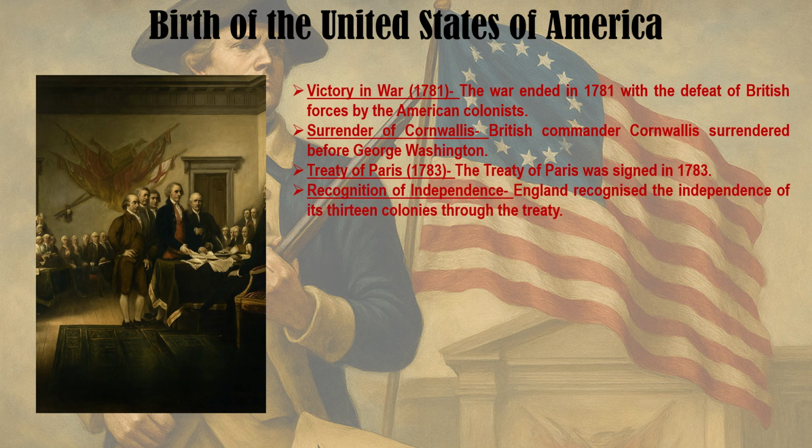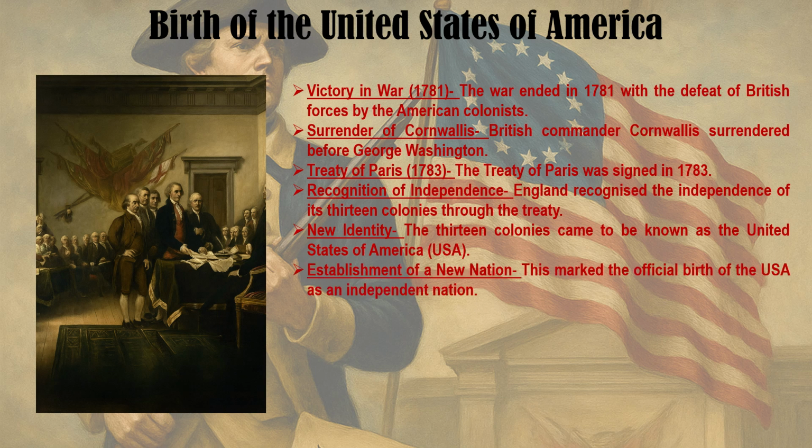What was the Treaty of Paris? Recognition of independence. England recognized the independence of its 13 colonies through the treaty. So England recognized that Americans are independent people from now on. Means they accepted defeat from the Americans. The 13 colonies came to be known as United States of America. So these 13 colonies came together and formed USA, which is the United States of America. This marked the official birth of USA as an independent nation. Thus, the state of USA or the country of USA originated.